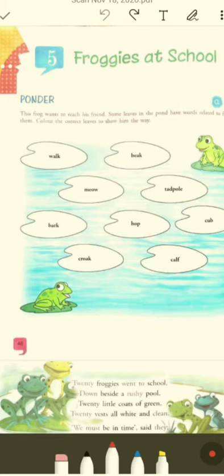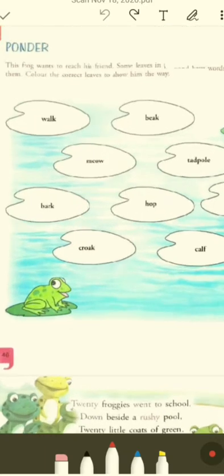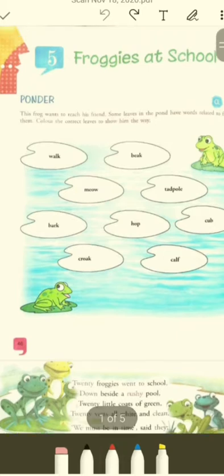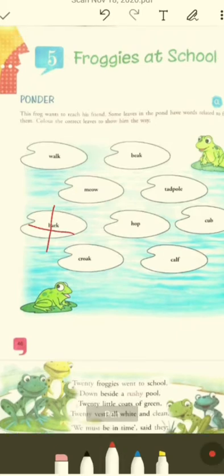See, walk, no. Beak is not related. Tadpole, cub, calf, croc, bark, hop. So which words are related to frog? If I ask, is bark related to frog? Not at all. You just cross it. Calf, is calf related to frog? No. Is cub related to frog? No. How about beak? No. Frogs have no beak, right? If frogs had beaks, they would look like birds, which is not possible. Then walk. Do frogs walk? No, they hop and skip and jump, right? Do frogs meow? Not at all.